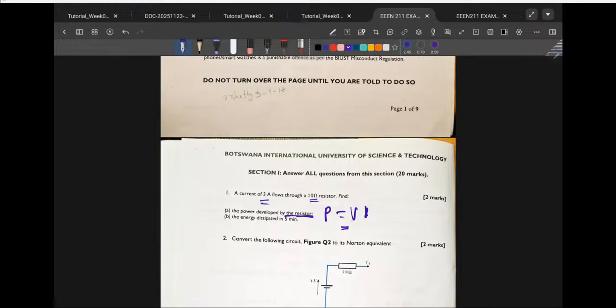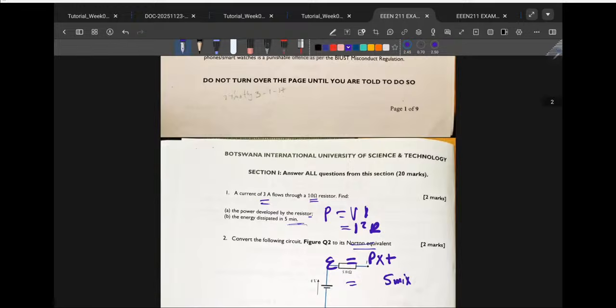Here they said, find the power developed. Then they're also saying, find the energy dissipated. So let's start with power. For power developed, if you can't use VI, you can also say I squared R. Then energy is just going to be power times time, which is going to be whatever answer you get for power times 5 minutes, but you're going to say 5 minutes times 60 seconds. Then you're going to get an answer.